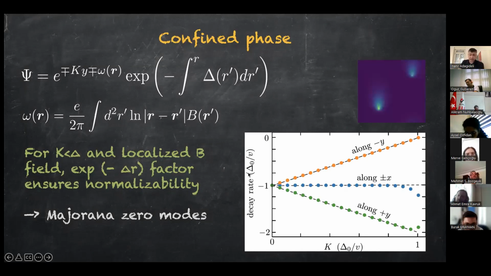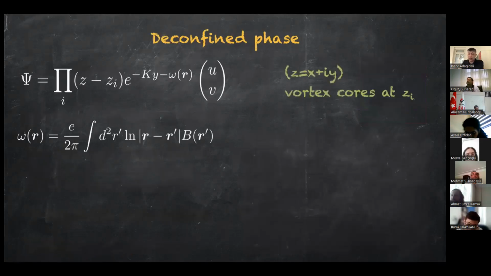Now this is the question that I'm going to answer next. What happens for kappa greater than delta? You all know the answer in a sense. It's the deconfined phase, but we want to do some analytical control over that.